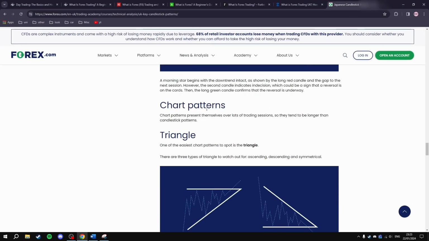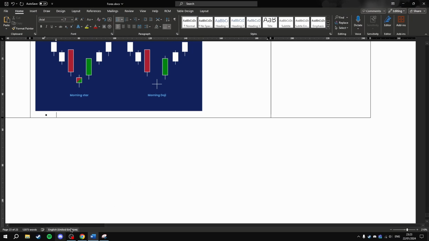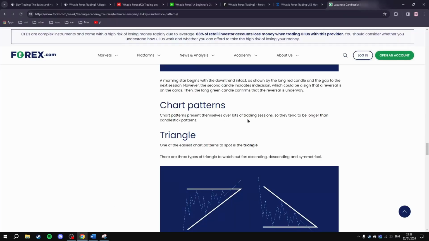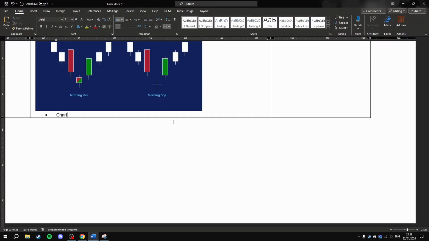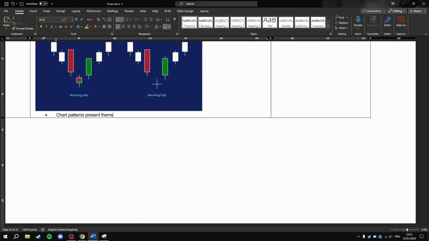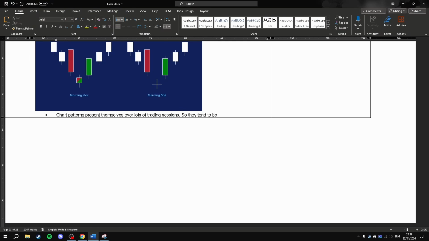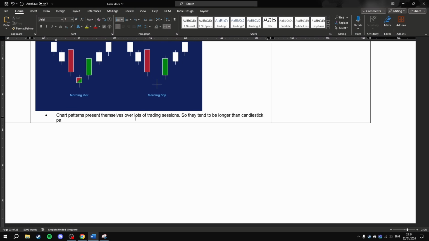Cool. Chart patterns. So we were looking at candlestick patterns, and now we're looking at chart patterns. Chart patterns present themselves over lots of trading sessions, so they tend to be longer than candlestick patterns.